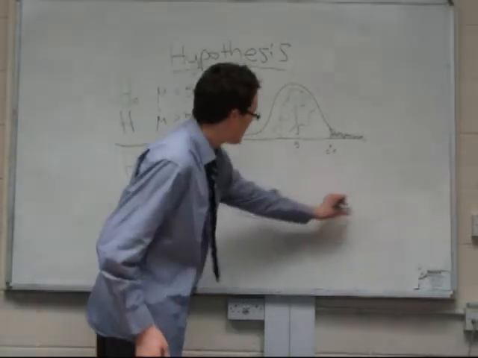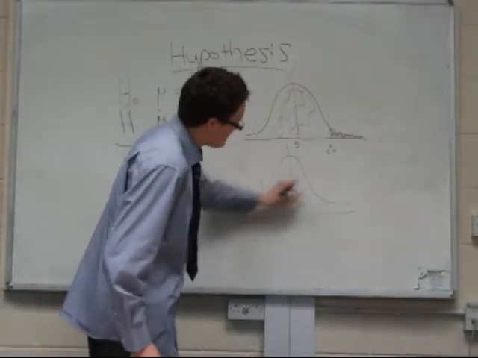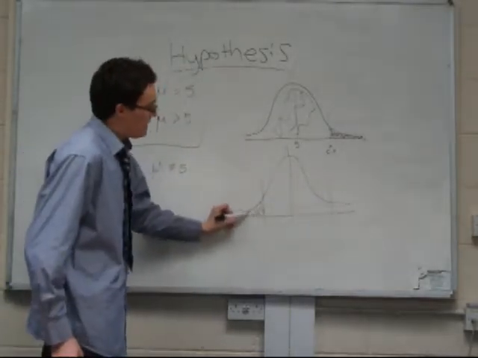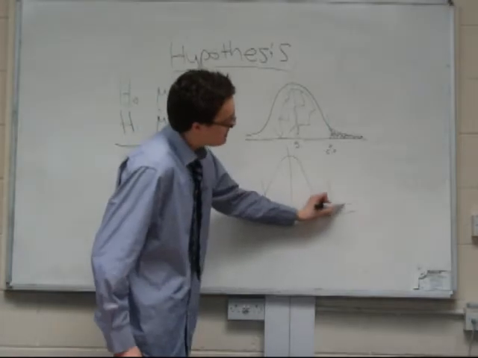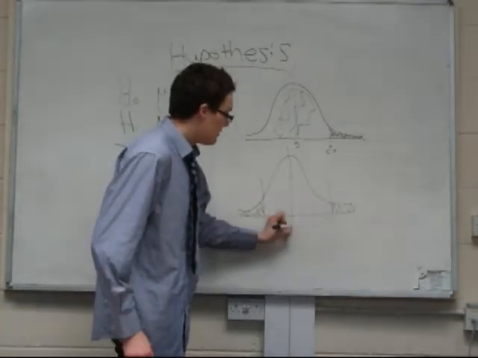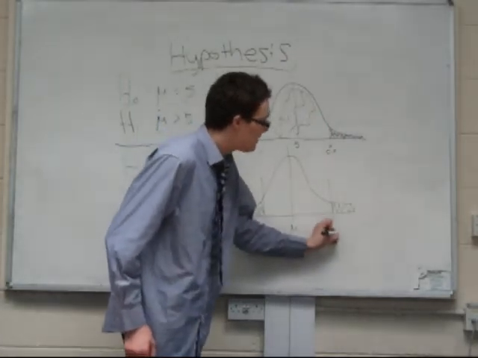And that would look something like this, where the critical values and the critical regions are now on both sides of the normal distribution. So that's the mean, if you like, and these are both critical values.